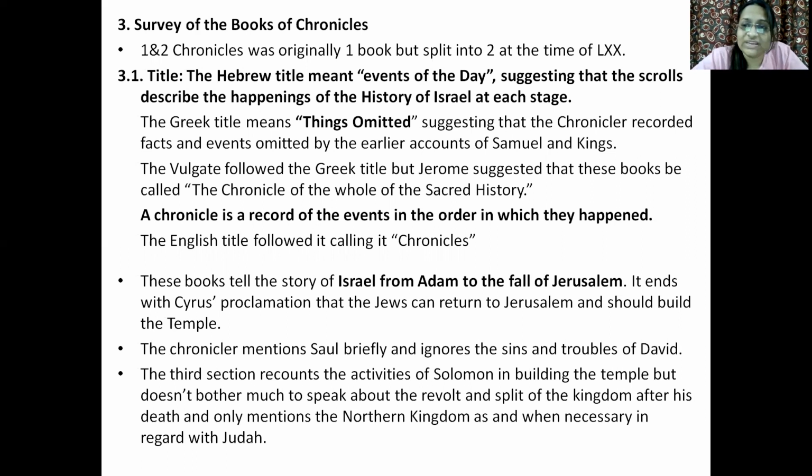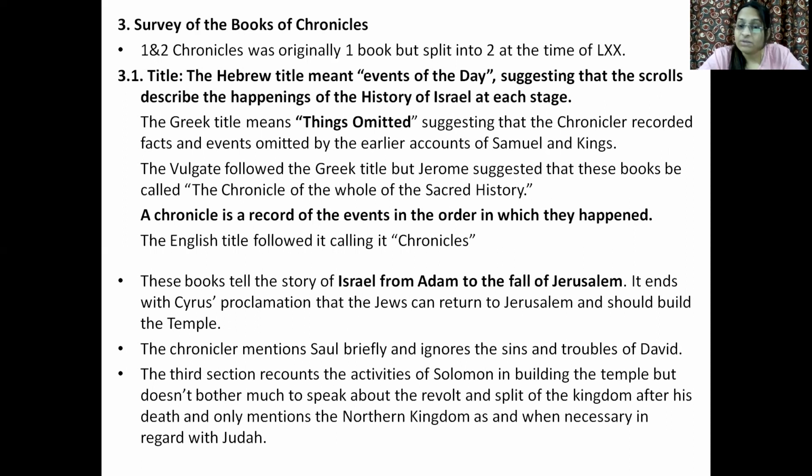In the third section, we can see that it recounts the activities of Solomon in building the temple, but he doesn't bother to speak much about the revolt that happened under Solomon and his son Rehoboam. He does not bother to give details about the split of the kingdom.